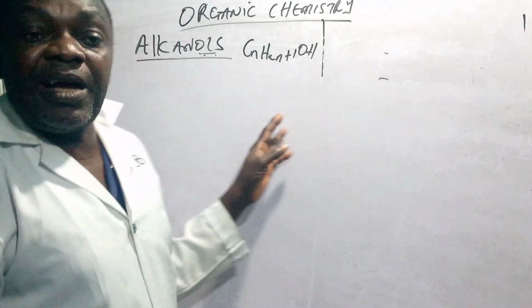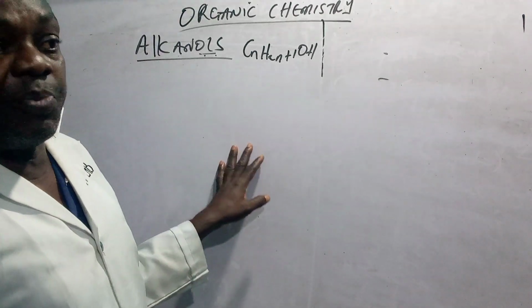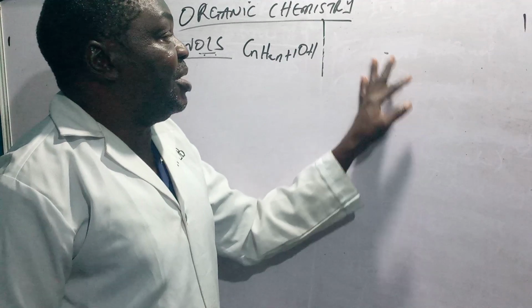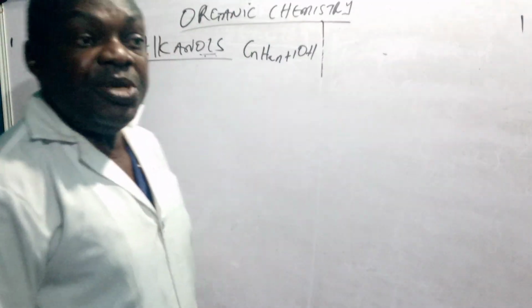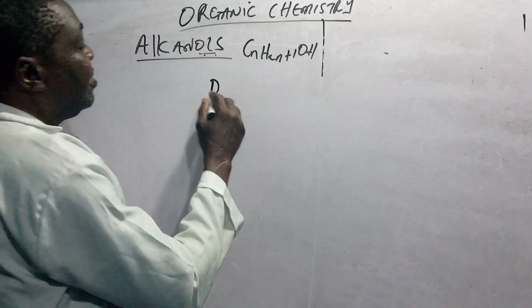So we have classified alkanols based on the number of hydroxy groups they occupy. Now let us also consider it based on the position of the hydroxy group, in which case we have the primary alkanol.